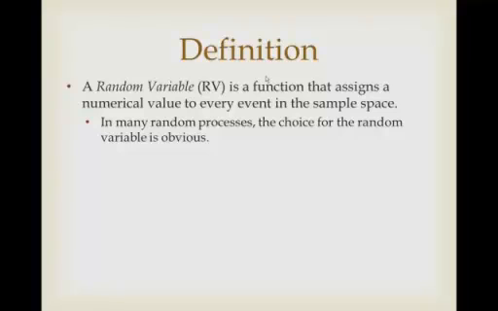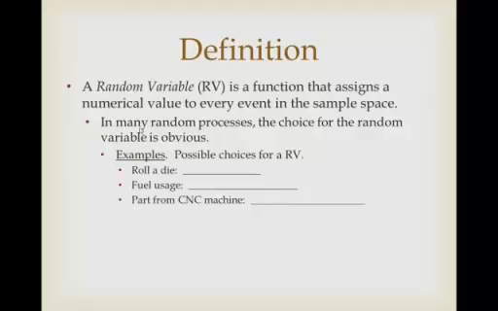Our first definition is that of a random variable, and it's just a function that assigns a numerical value to every event in the sample space. We've seen this already. As in many random processes, the choice for the random variable is obvious. So, for example, if we roll a die, then that random variable x could be the value of the die.